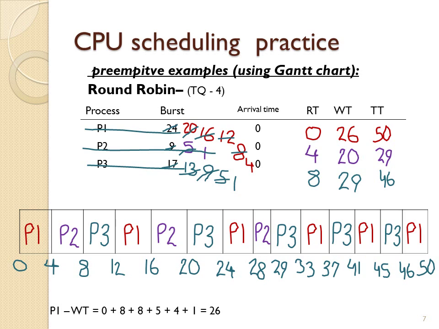But you could also add up the wait time. P1 waited 0 time units, then 8 time units, then 8 time units, then 5 time units, then 4 time units, then 1 time unit, and that equals the same. But the easier way to do it is to take the total time and subtract the burst time, because in this case, P1 is only going to be either waiting for the CPU or on the CPU.